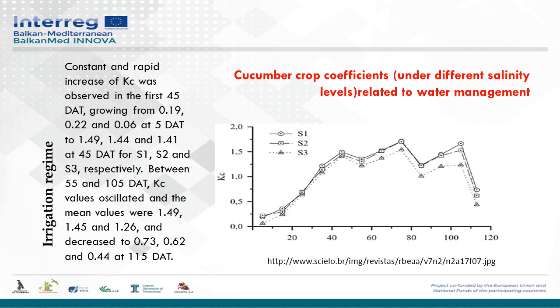And of course in the first 45 days after transplanting, usually we have only vegetative growth of the plant, and in the period 40 to 45 days after transplanting we have the first fruits harvested from the cucumber crop, and because of that the crop coefficient values are significantly increased compared to day 5 after transplanting.